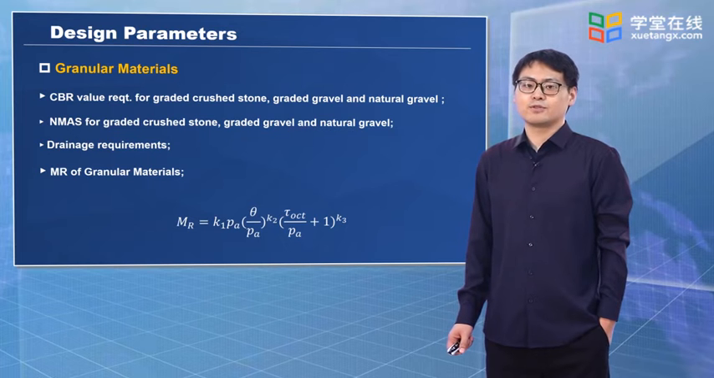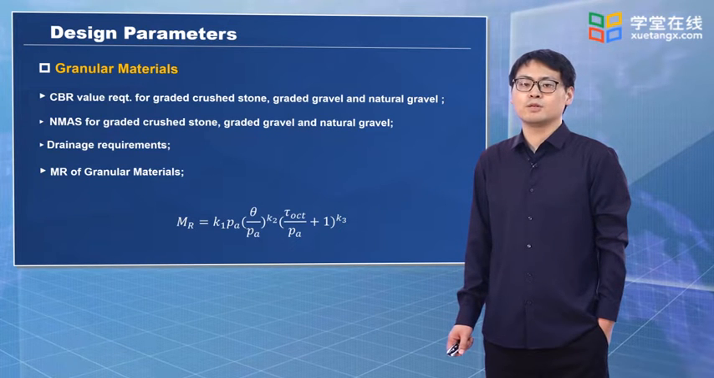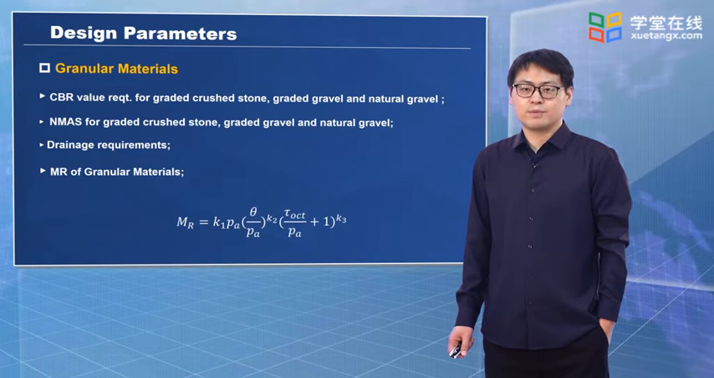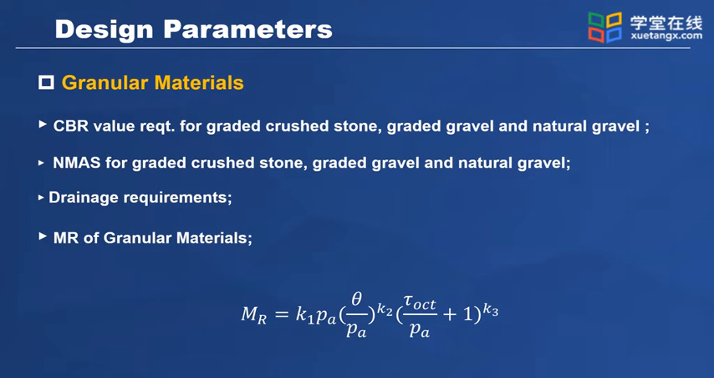Besides the CBR value requirements, there's also a nominal maximum aggregate size requirement. For instance, the nominal maximum aggregate size for base layer granular materials has to be no larger than 26.5 mm. To ensure the drainage capability, the percent passing the 0.075 mm sieve for graded crushed stone or graded gravel should be less than 5%. Otherwise, you can replace part of the fine-grained particles with natural sand.